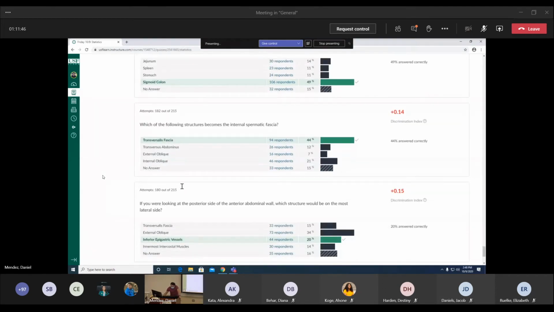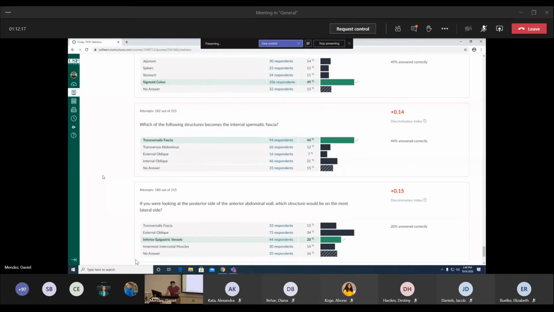Okay, so if you were looking at the posterior side of the abdominal wall, which structure would be on the most lateral side? Posterior side of abdominal wall. It's basically like if you were looking inside of the abdomen, inside of the body, the posterior side of the anterior wall, then you're looking at the folds, right? That's what I was getting at with this question. I know it's a little tricky, but anterior wall, posterior side, meaning you're looking at the folds. It's like the median, the medial, and then the lateral folds.